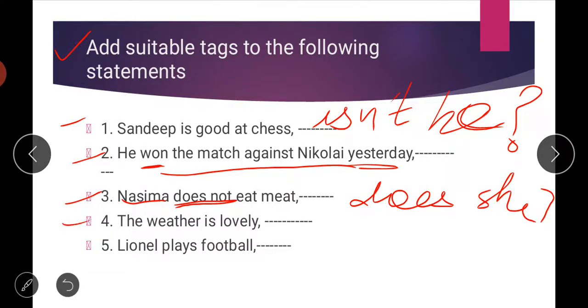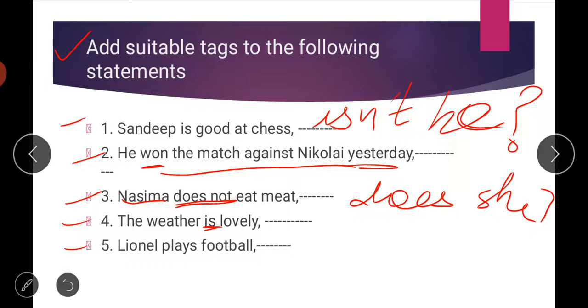Then fourth is the weather is lovely. The weather is lovely. So we are not talking about any person now. We are just talking about a condition or a thing. So we use the word it. So isn't it is the right tag for this statement. So is is given, the helping verb is given here, so we will add the word not with is. Why? Because the statement is positive. For positive statements we have to form negative tags. So the weather is lovely, isn't it. So that will be the right answer.